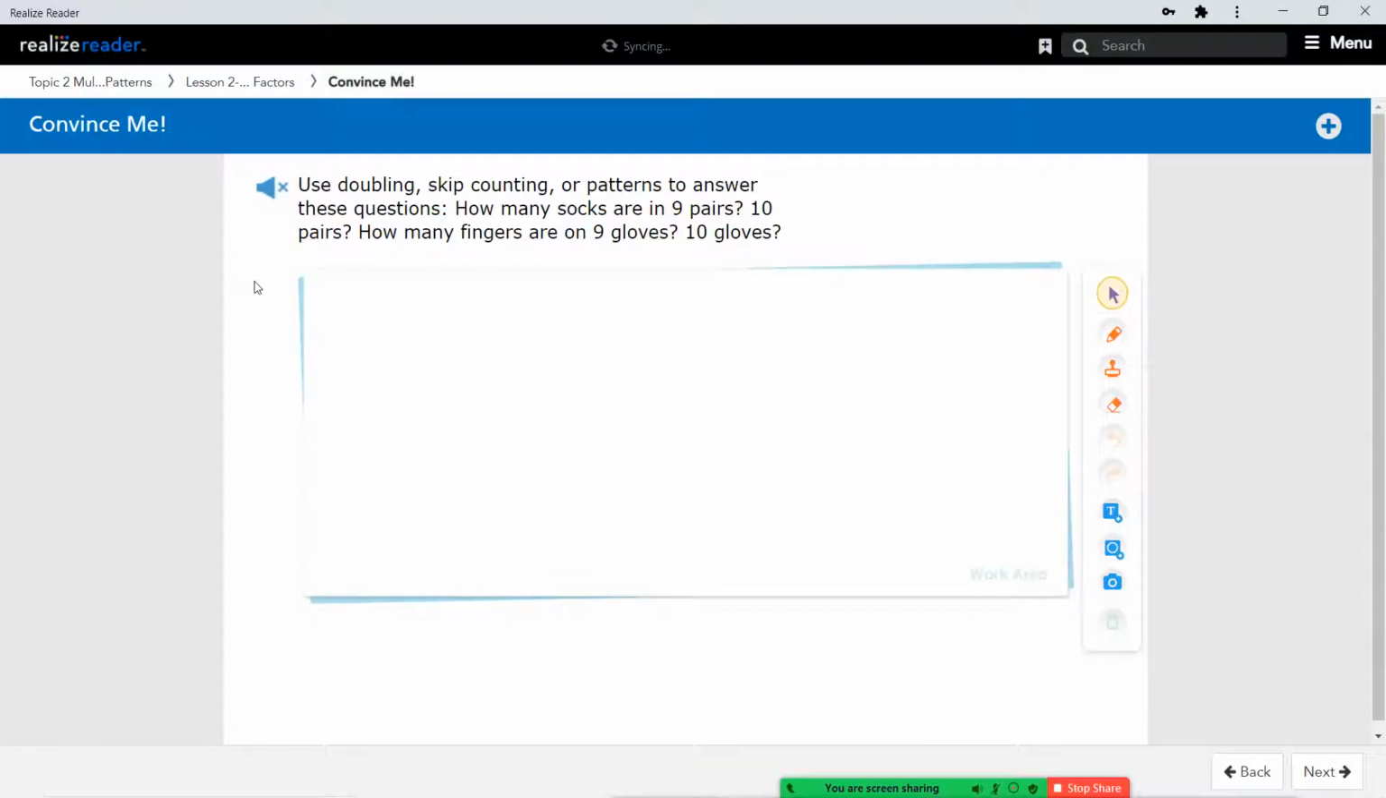Use doubling, skip counting, or patterns to answer these questions. How many socks are in 9 pairs? 10 pairs. How many fingers are on 9 gloves? 10 gloves.